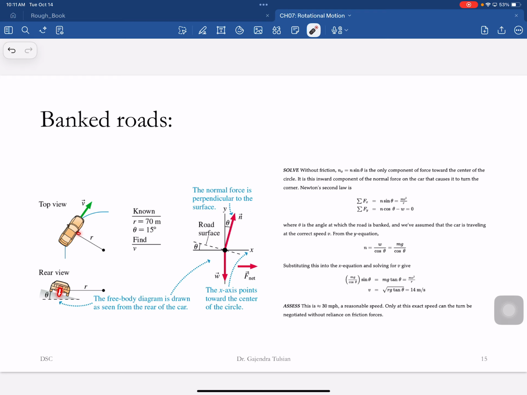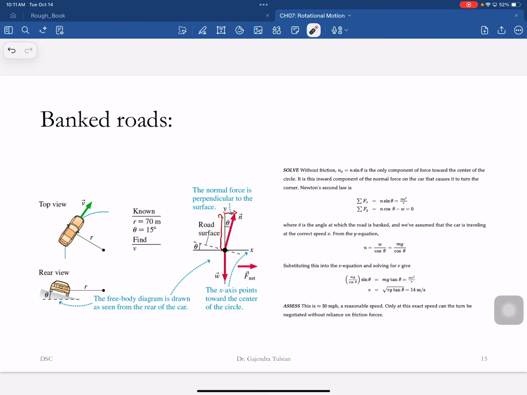So the road exerts a normal force on the car. The normal force is perpendicular to the road. And here's the weight of the car. Remember, you need a centripetal force in this direction, and this component of the normal force is providing the centripetal force. And this component of the normal force is balancing the weight.